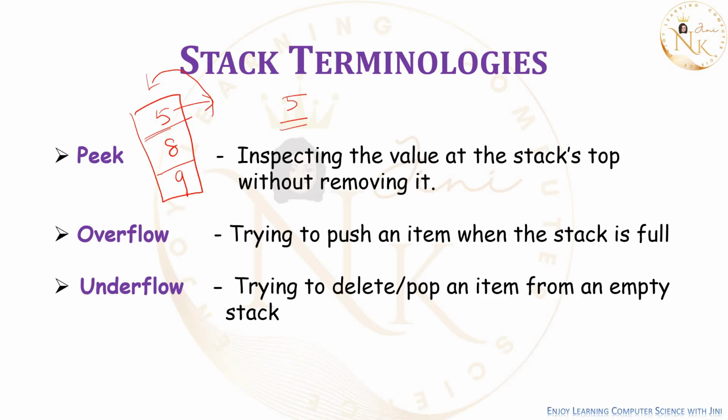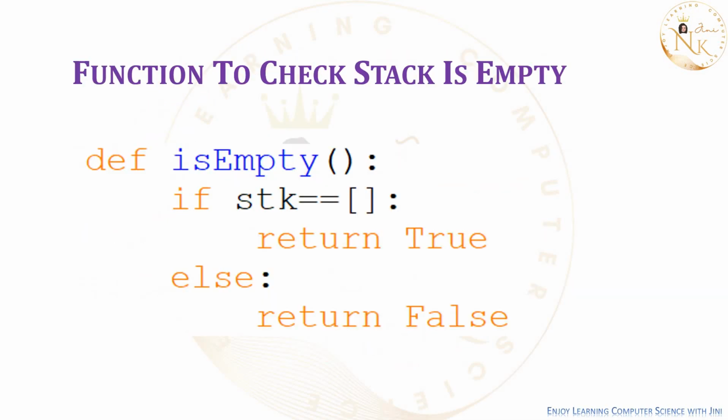Underflow is when the stack is empty, I have an empty list, and I am trying to remove an element which does not exist. That case is known as underflow. So trying to delete or pop an item from an empty stack is underflow. Peek is inspecting the topmost value of the stack. Underflow is trying to remove an element from an empty stack. Hope you have understood.